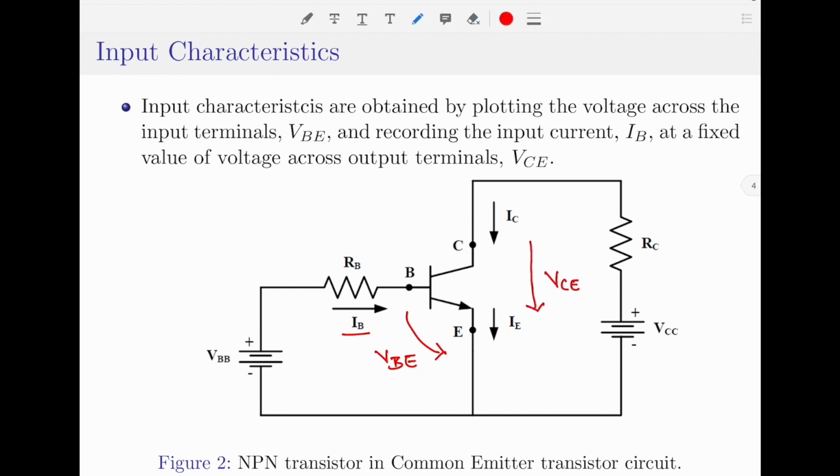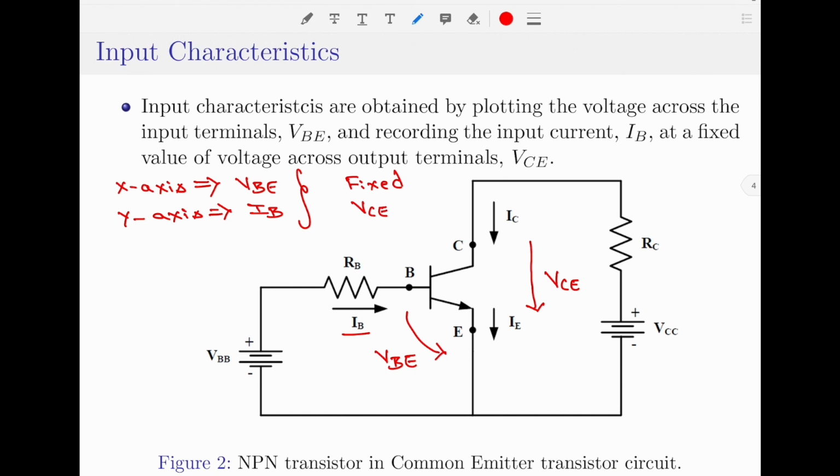So, for the input characteristic curves, the x-axis will be the voltage across the input terminals, which is VBE. Y-axis will be the input current, which is IB. And we need to now record these values for a fixed value of voltage across the output terminals, which is VCE. Let us start the analysis.